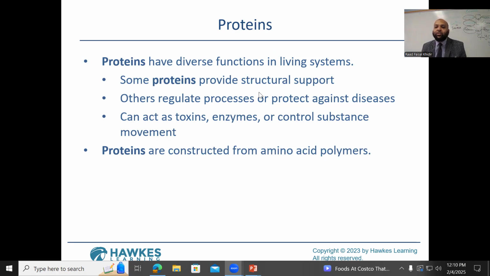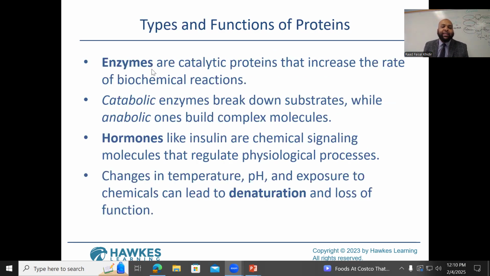Types and functions of proteins. So the first type of protein is the enzyme. Enzymes are catalytic proteins that increase the rate of biochemical reactions. They accelerate the rate of the biochemical reactions. They are catabolic enzymes that break down the substrates while the anabolic ones build complex molecules. You know that.